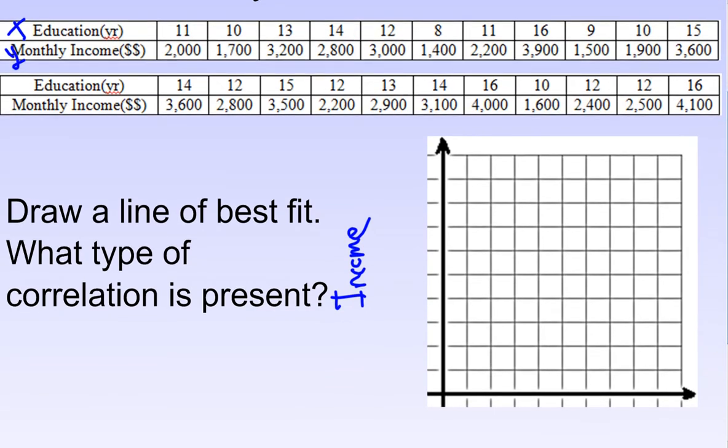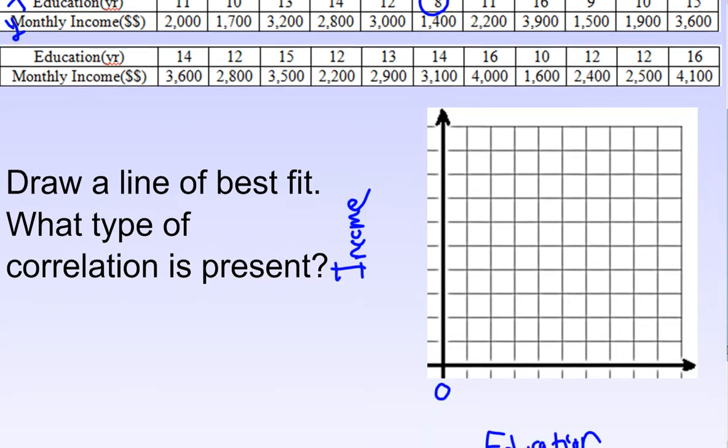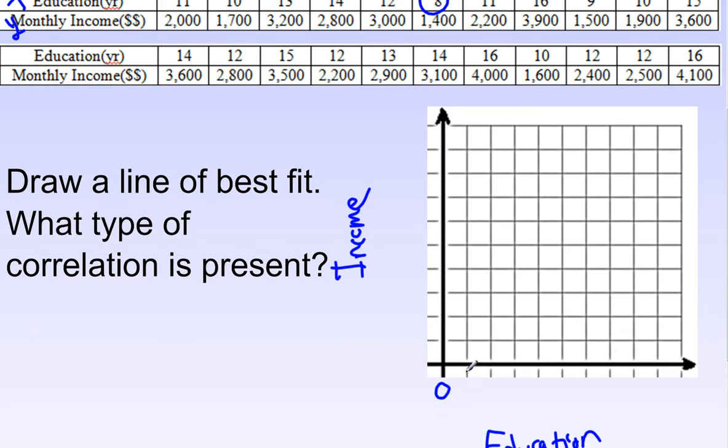All right. My years of education go from 8 as the lowest to 16 as the highest. I don't think I want to go 2, 4, 6, 8, 10, 12, 14, 16, because all my data would be between there and there. That's a lot of wasted space. So what if we do this break in the scale thing? So 8, 9, 10, 11, 12, 13, 14, 15, 16. Ooh, I like that. I shouldn't label every one because it's going to look ugly. 13, 14, 15, 16, 17.